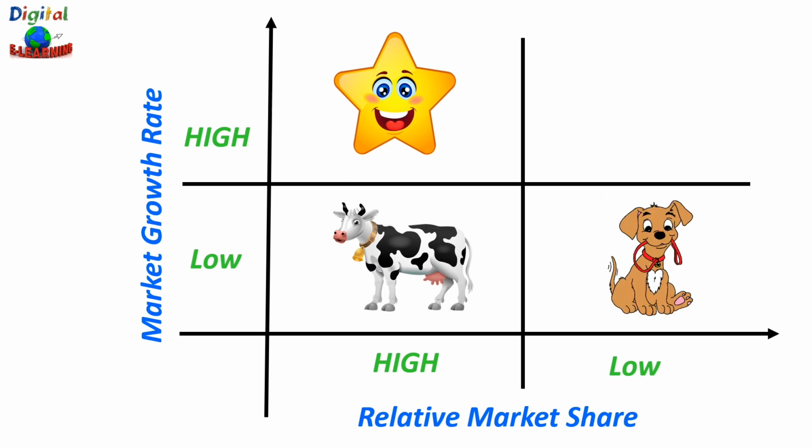Now we have the dogs, who have low relative market share, and market growth rate is also low. They do not have the potential to bring in money to the company. Rather, companies should liquidate, divest, or reposition these dogs. In short, their net worth investment is not fine and they are generating negative cash flows.